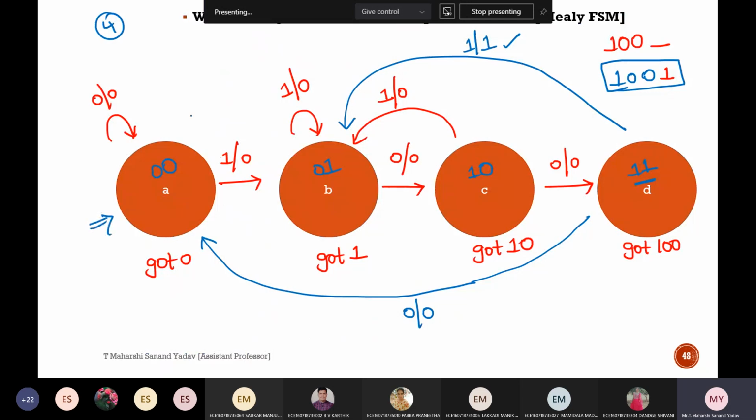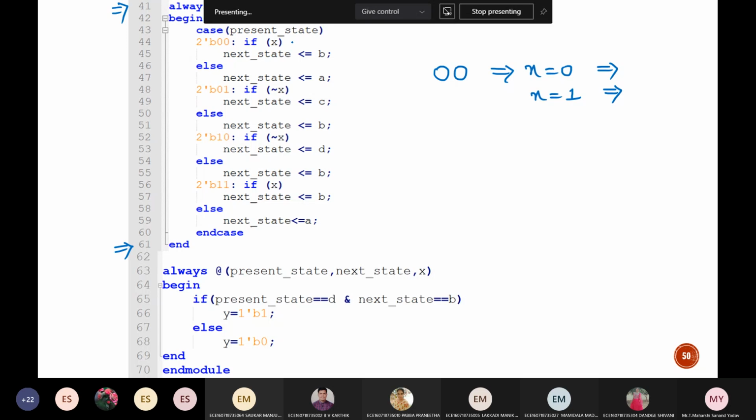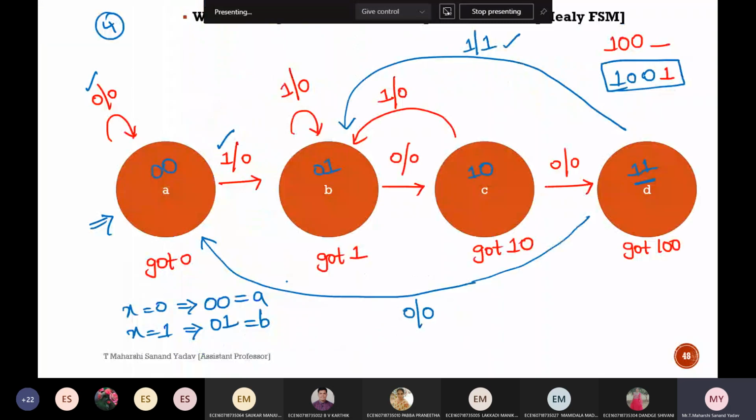For 00, when input x is equal to 0, it is going to the same state. So when x is equal to 0, the next state is 00 only. Suppose if x is equal to 1, where is it going? It is going to B, 01. So you can write it as A and B. That's what I will write here also. If x is equal to 1, it should go to B, or else it should go to A. Done.